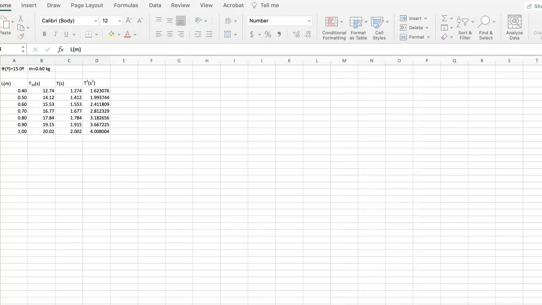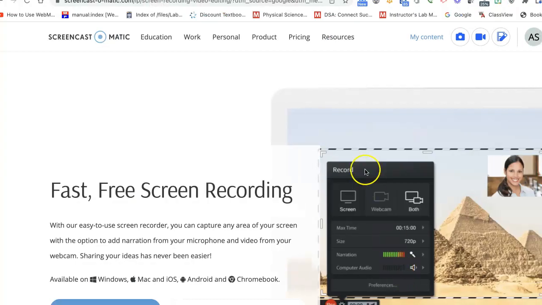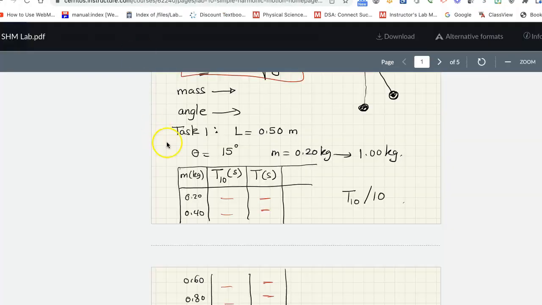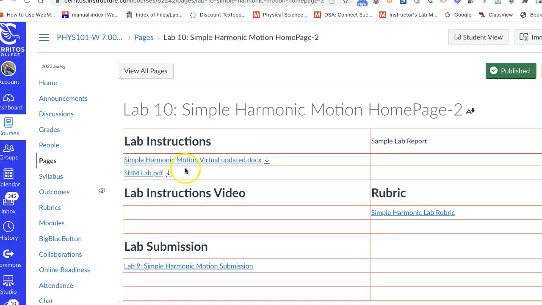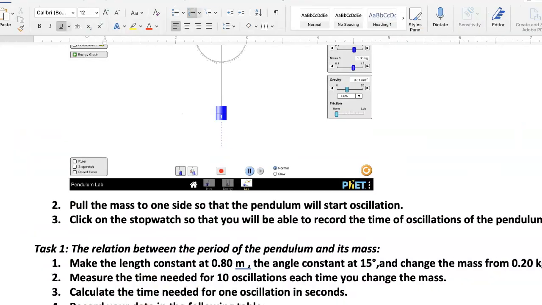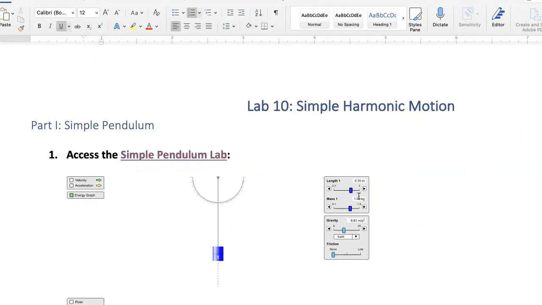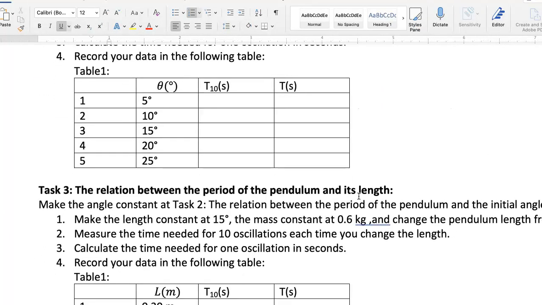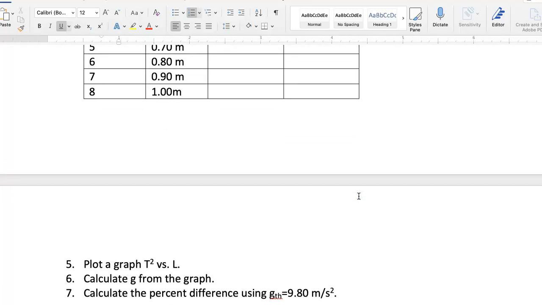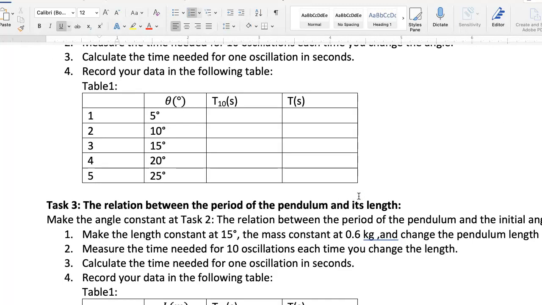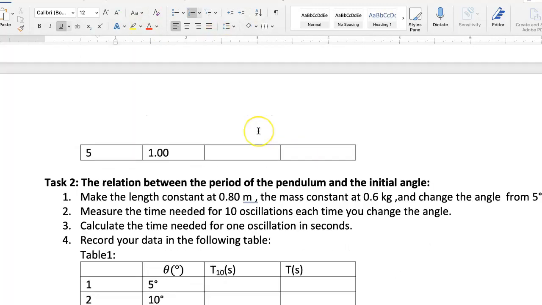I will share with you several things in here. The first thing is the instruction. This one here, simple harmonic motion, virtual updated. That one is here. Then you're going to get the instructions here. I will go over it with you. I will share with you my Excel file, and also there is another document that I have prepared just to help you in finalizing your final report.